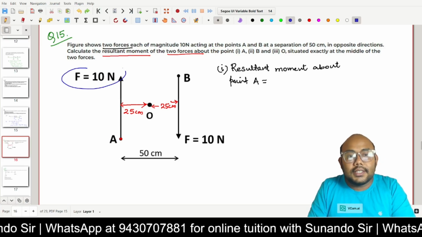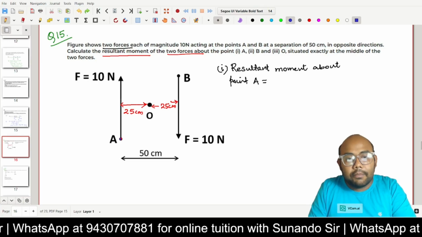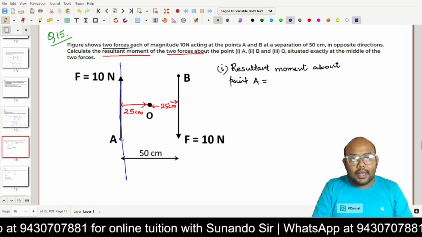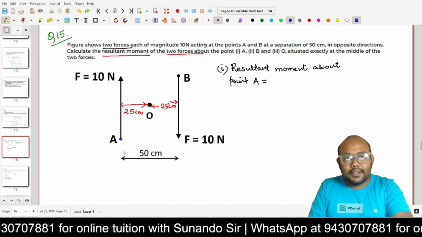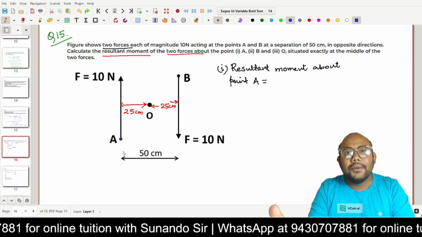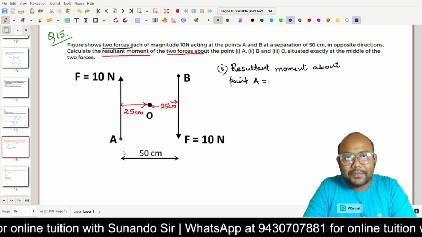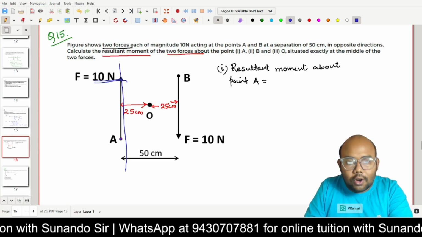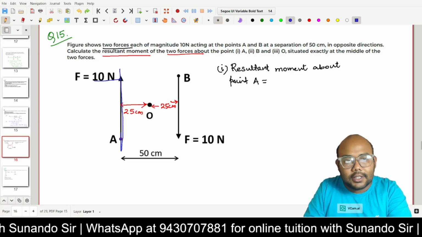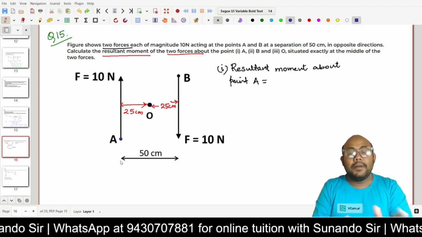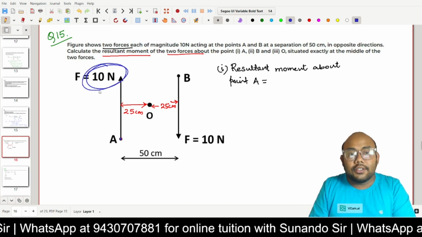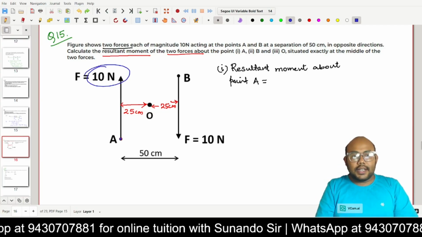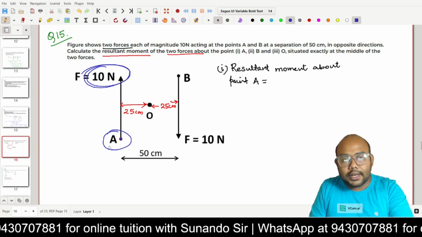Why? Because this 10 Newton lies on the point A itself. So the line of action of this 10 Newton and this point have no perpendicular separation, because the line of action of this force 10 Newton is on the point A itself. So there is no perpendicular separation. Hence, this 10 Newton is not producing any moment about point A.